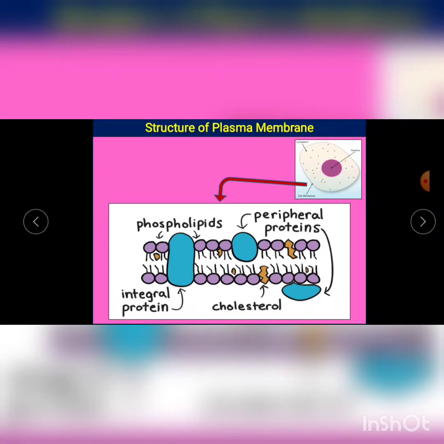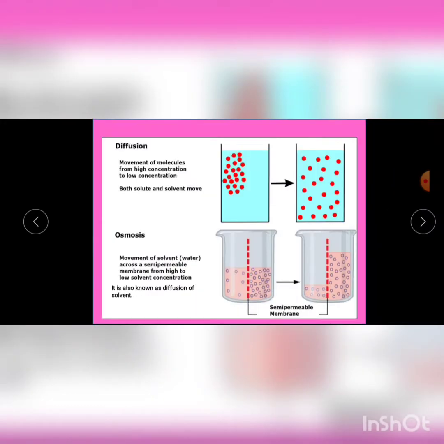So this is our structure of plasma membrane. Now let's see the next topic, that is movement of substances through plasma membrane. How through plasma membrane the substances can move in and out.